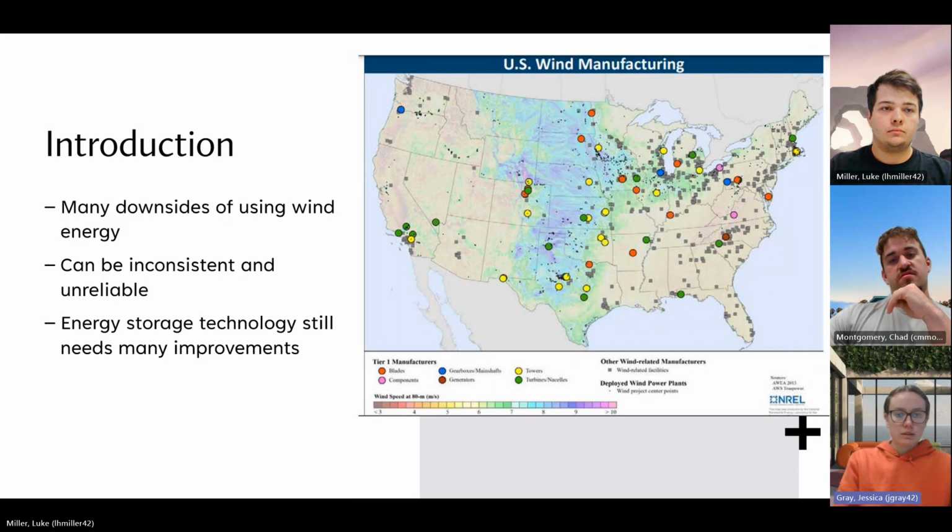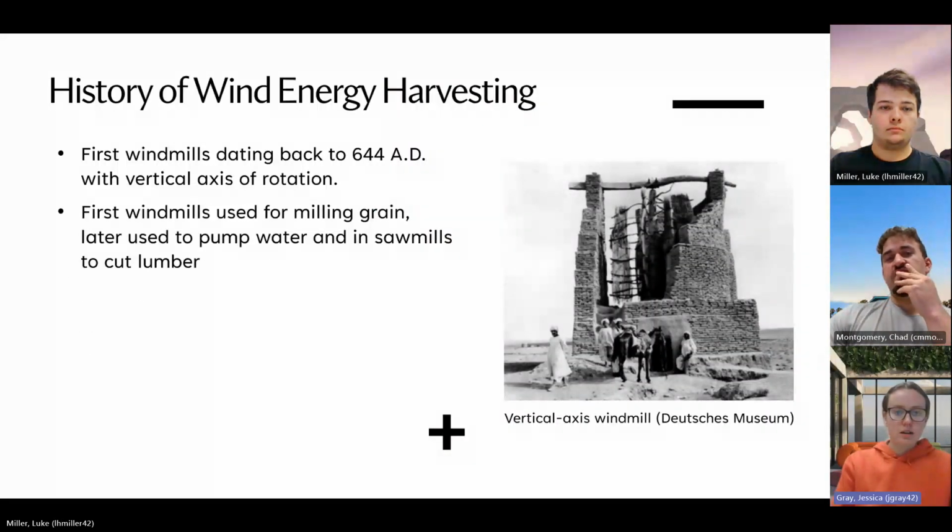For a brief history of wind energy harvesting, this has been utilized for over 1,000 years, with the first reliable sources dating windmills back to 644 AD. These windmills had a vertical axis of rotation, as shown on the slide. These first windmills were used mostly for milling grain, but they were later also used to pump water, and they were used in sawmills to cut lumber.